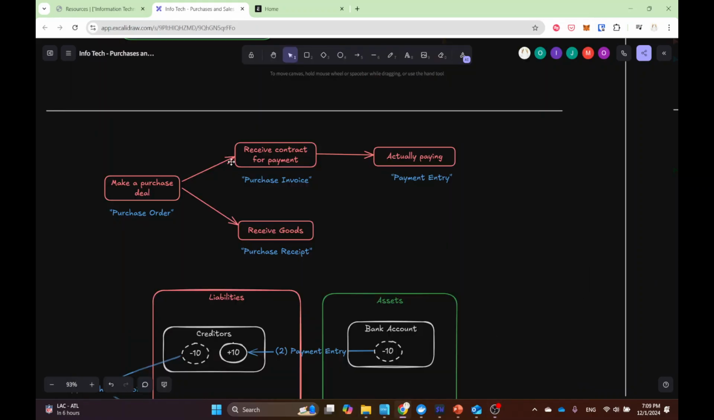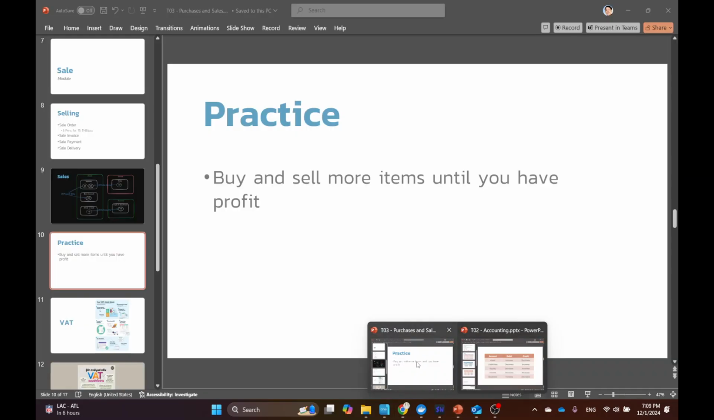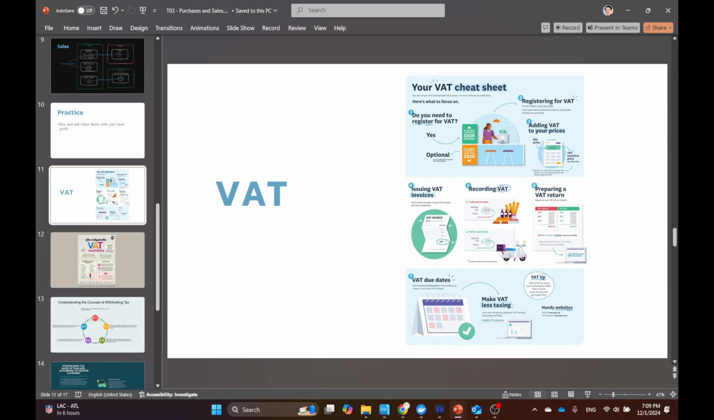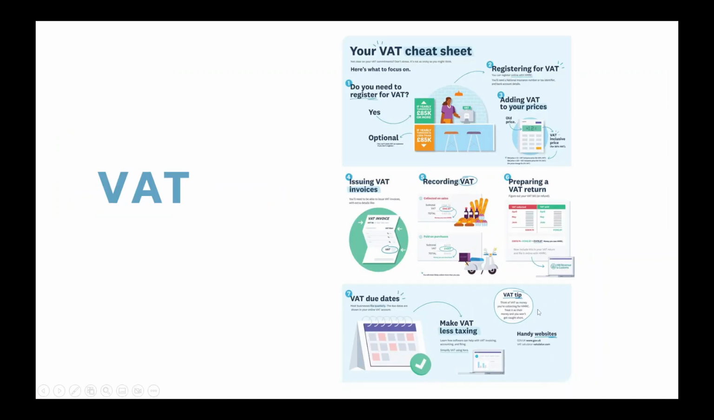Okay, another thing that is very important when you go to any business is actually tax. So I'm going to have you do two types of tax. One is value-added tax, and another one is called withholding tax. Again, I'm not really a tax expert, so that's why I just use the infographics, right?